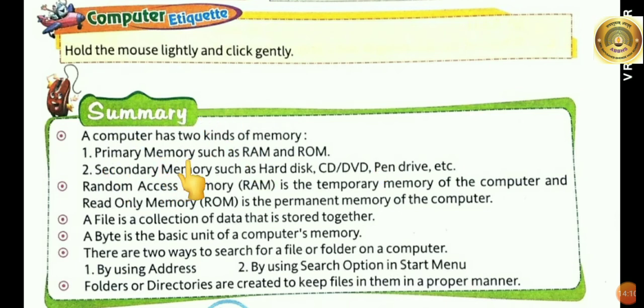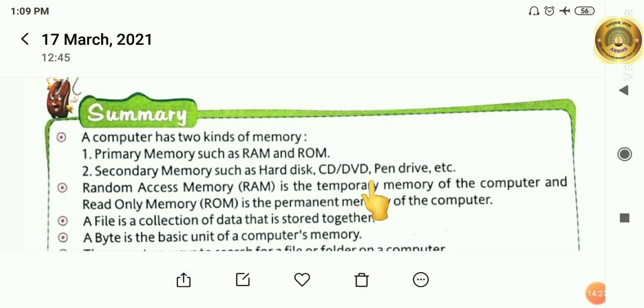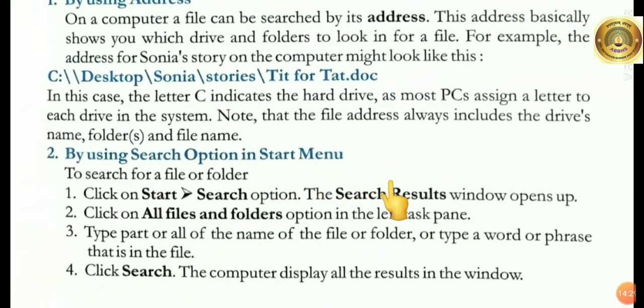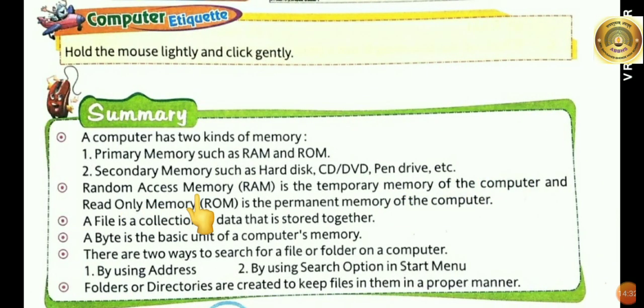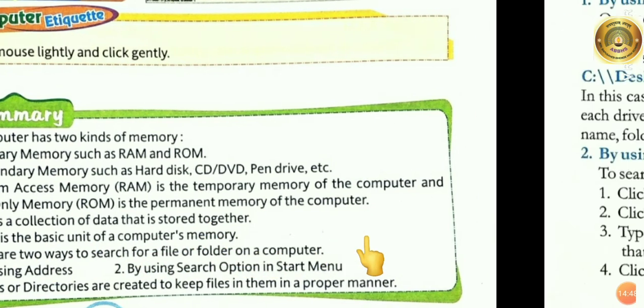Summary. A computer has two kinds of memory. First is primary memory such as RAM and ROM. Second is secondary memory such as hard disk, CD, DVD, pen drive, etc. Random access memory, RAM, is a temporary memory of the computer and read-only memory is a permanent memory of the computer. A file is a collection of data that is stored together. A byte is a basic unit of a computer's memory.